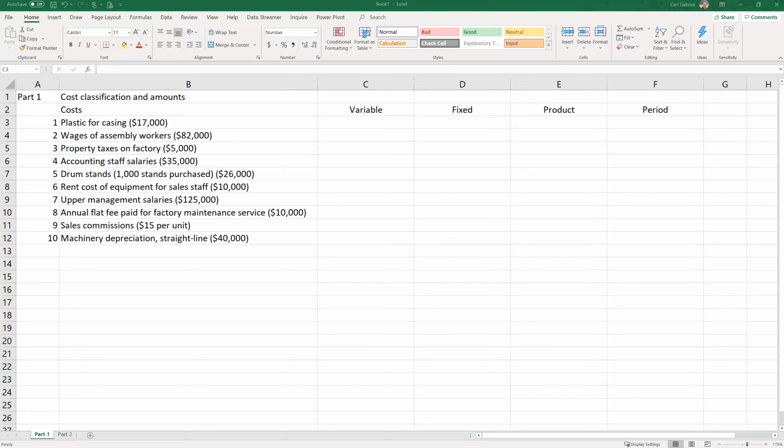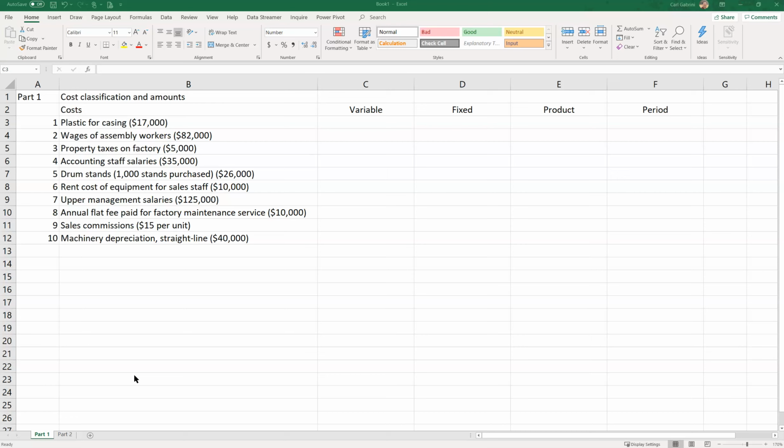So, without any further ado, the problem here wants us to look at each of these costs and then classify them. We need to classify them as either variable or fixed, and whether they're product or period costs. Then we want to compute the manufacturing cost per drum, which will be part 2. And then we have some analysis that we're going to perform. So first, let's run through each of these costs.